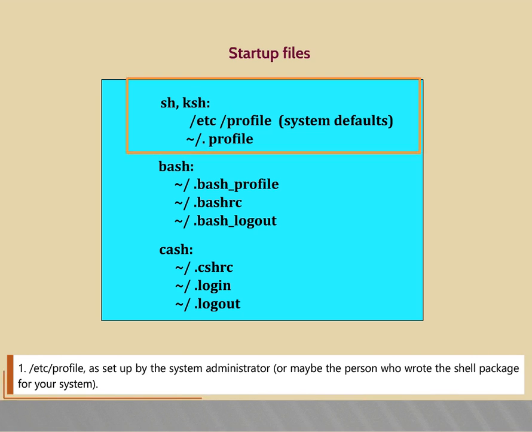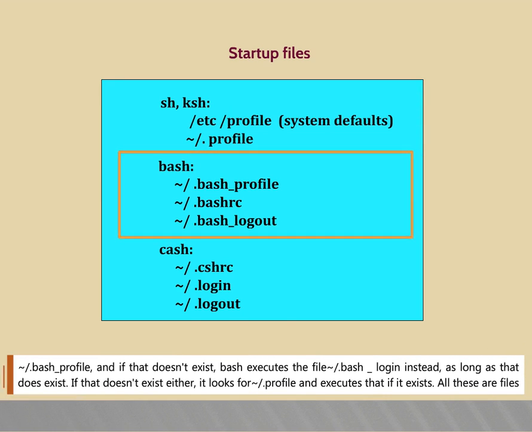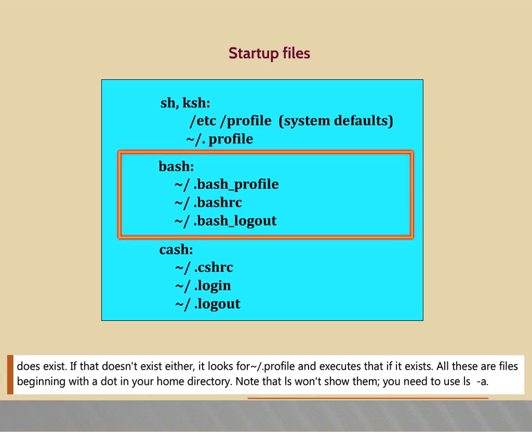/etc/profile, as set up by the system administrator, or maybe the person who wrote the shell package for your system. Then ~/.bash_profile, and if that doesn't exist, bash executes the file ~/.bash_login instead, as long as that does exist. If that doesn't exist either, it looks for ~/.profile and executes that if it exists. All these are files beginning with a dot in your home directory. Note that ls won't show them. You need to use ls -a.